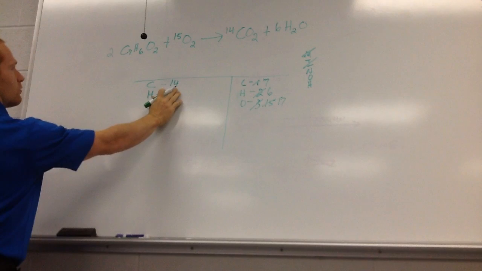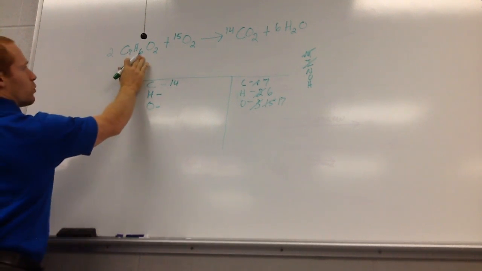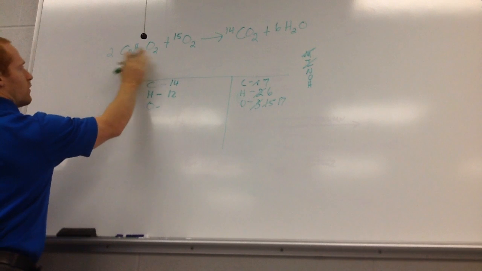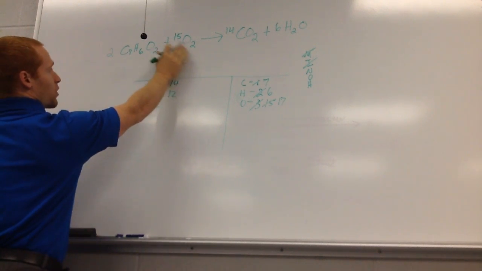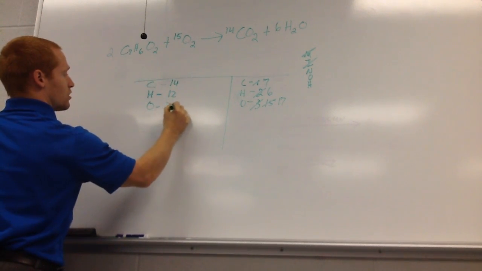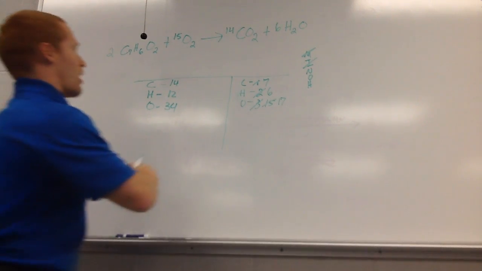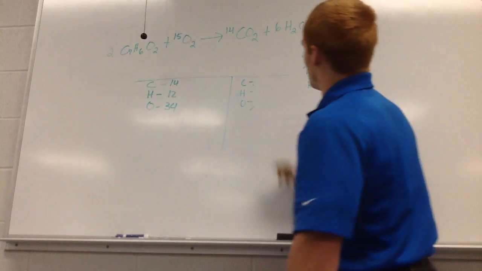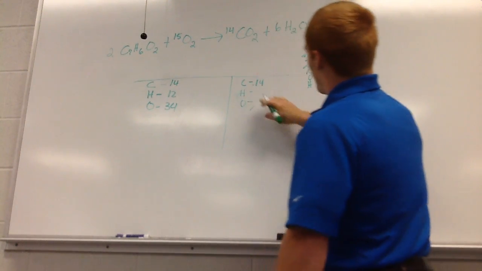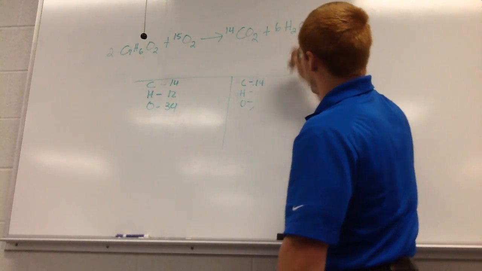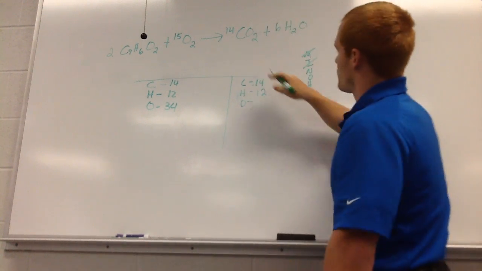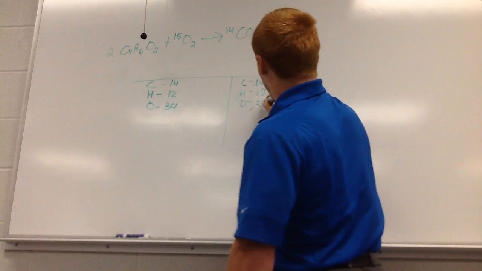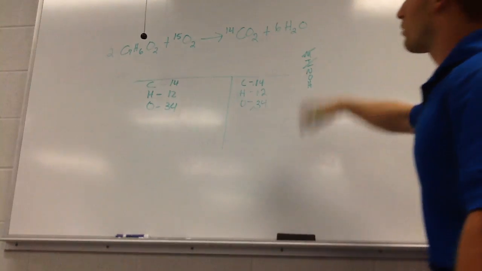So carbon over here, we have 14. We have 12 hydrogen, and we have 4 plus 30, so we have 34 oxygen. On the right side, we have 14 carbon. For hydrogen, 6 times 2 is 12. And then for oxygen, we have 28 plus 6 would be 34. 14, 12, 34, balanced.